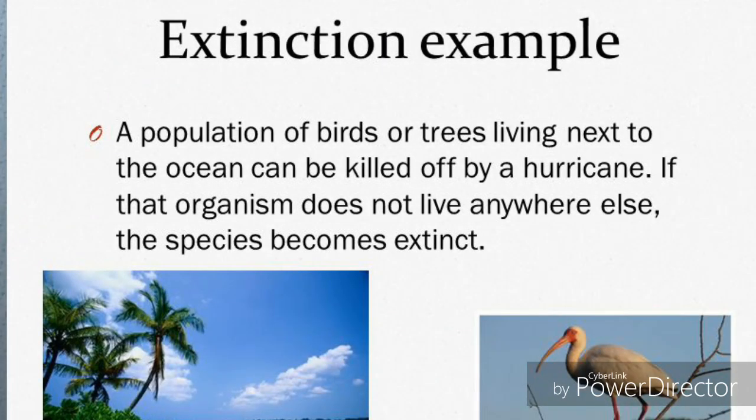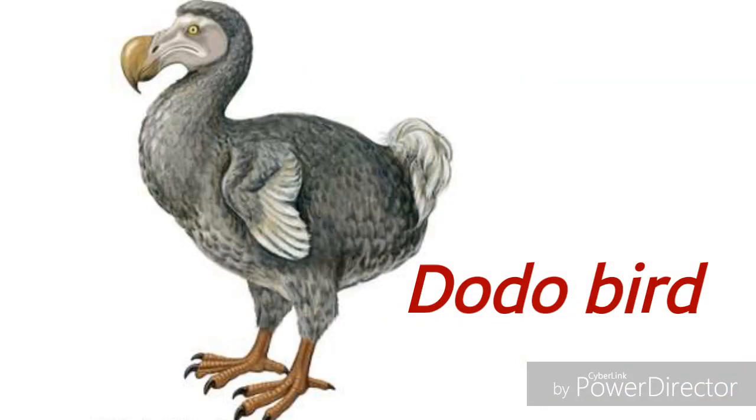Now let us see one example of how extinction happens. A population of birds or trees living next to the ocean can be killed off by a hurricane. If that organism does not live anywhere else, the species becomes extinct. Dodo bird is an example of an extinct species. It became extinct as it was consumed more for its meat.